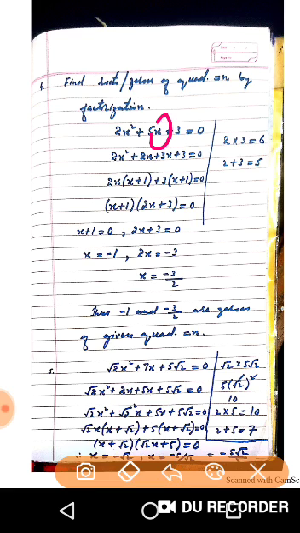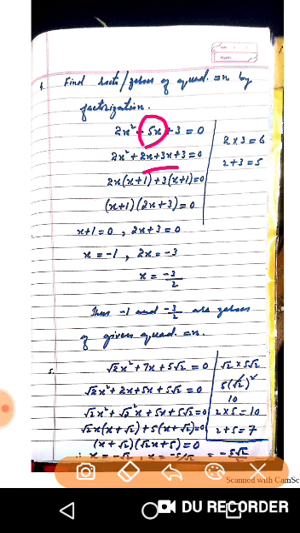So we will write in place of 5x, 2x plus 3x. In this way you can separate the middle term 5x, like this: plus 2x plus 3x, because 2x plus 3x equals 5x. So in place of 5x you write 2x plus 3x.